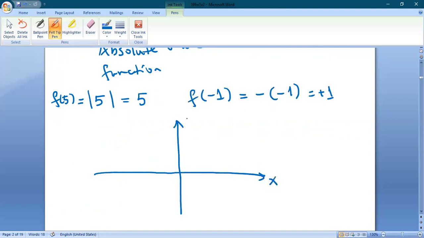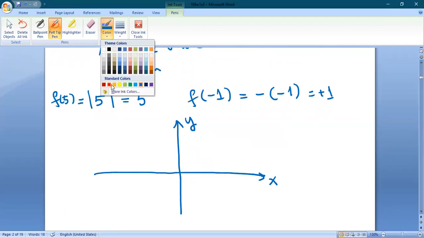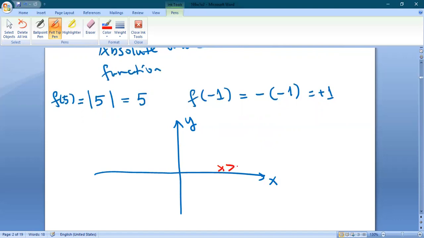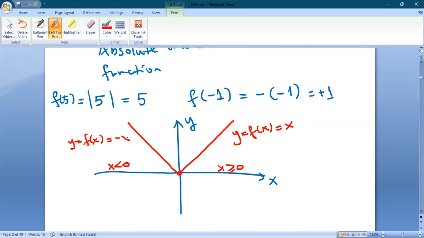So let's say this is x, this is y. Remember, x is the domain axis, y is the range axis. So for the positive part, it's y equals x. For the negative part, it's y equals minus x. Okay, so it has a graph like this, and this is another function which we will again use quite often.